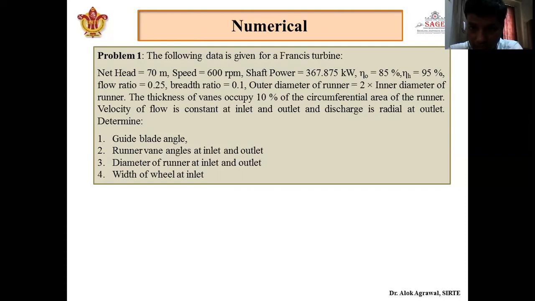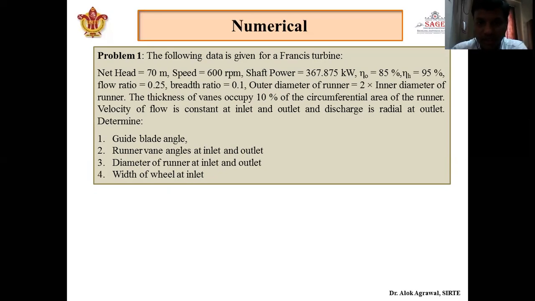So water will get less area, by 10%, to come inside the moving blade. Okay, so there will be a reduction in circumferential area by 10%. So what will be the available area? That will be 90% of pi d1 b1.